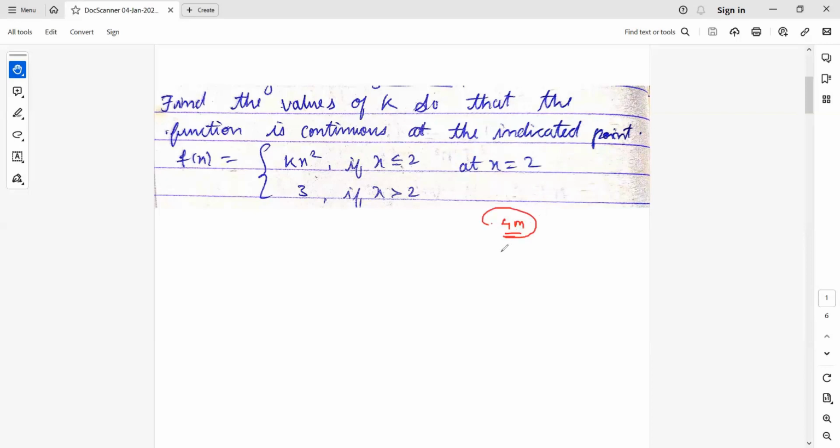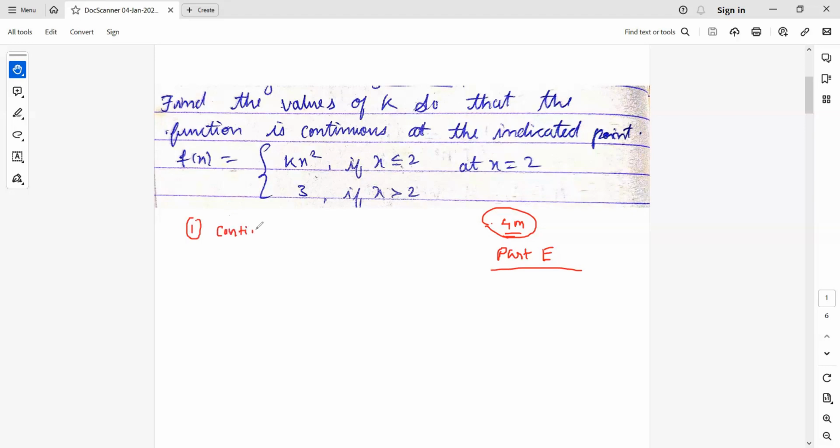This question occurs every year in part E. To solve this question, first we require 2 essential points. We will discuss those 2 essential points. Try to understand. The first definition we require is continuity at a point.